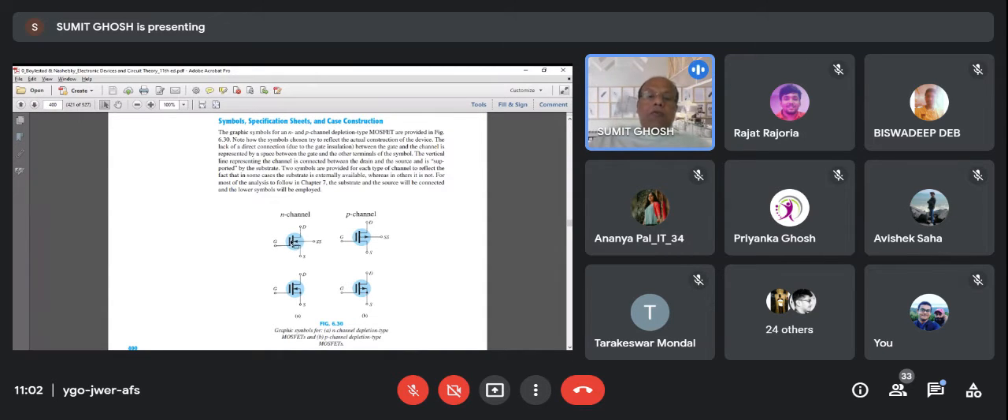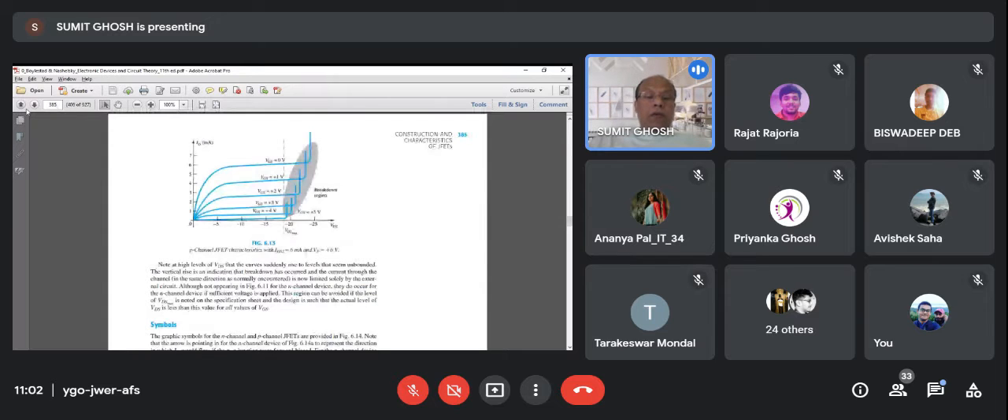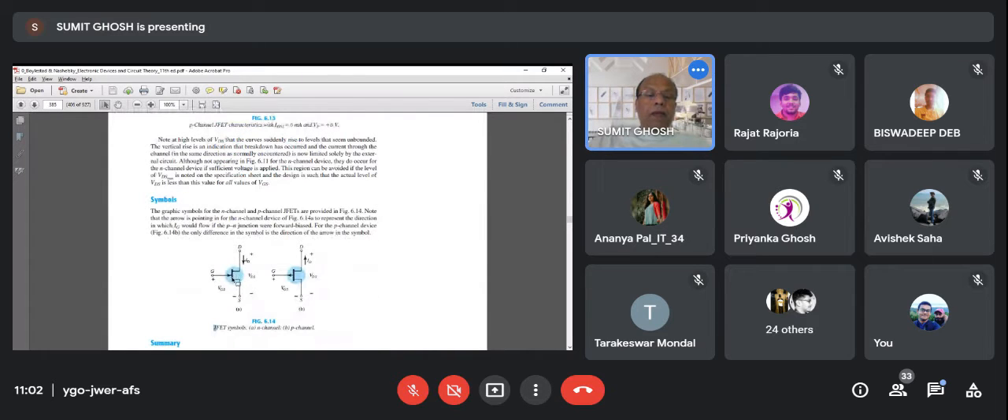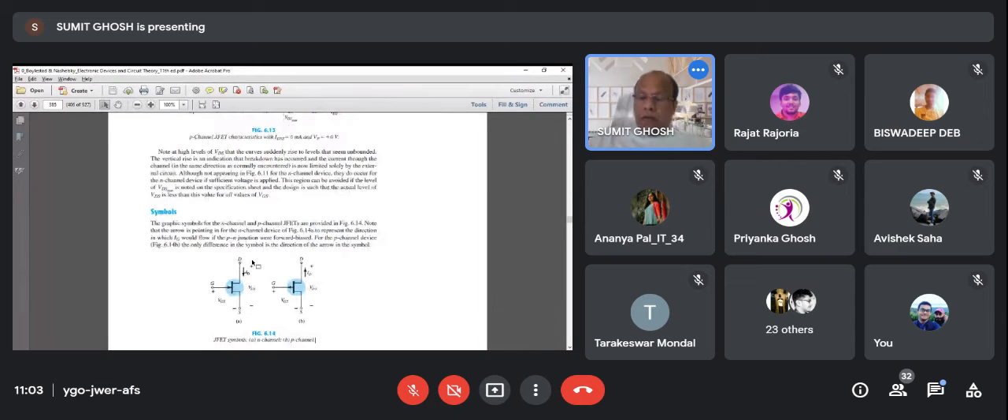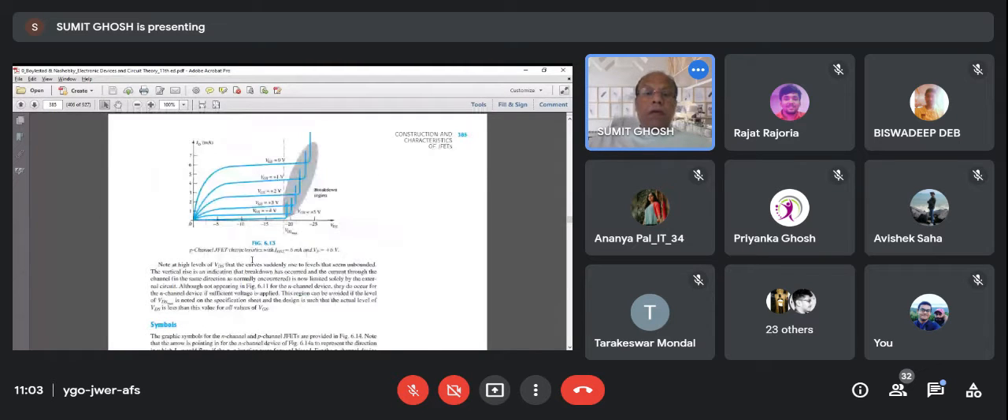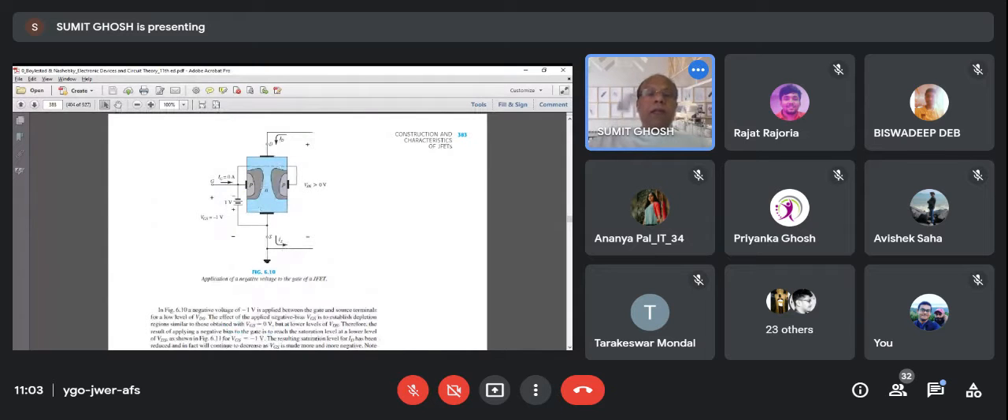Here you see there are two bars, one short, another long. In case of JFET, there is only one bar. Yes or no? Yes. So in JFET there is only one bar because, if you remember the channel structure of the JFET, the structure of the JFET is like this. There is no such thing as insulation between the gate and the source.